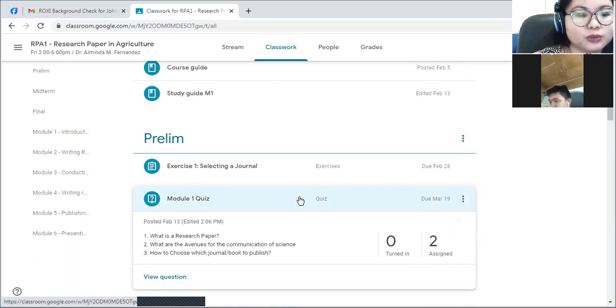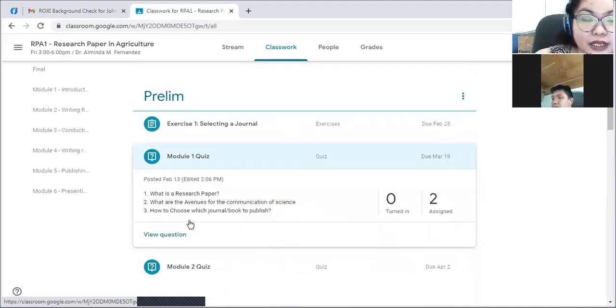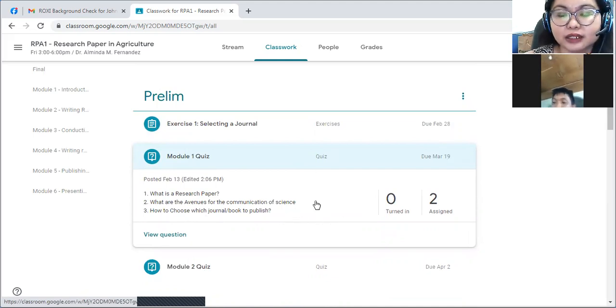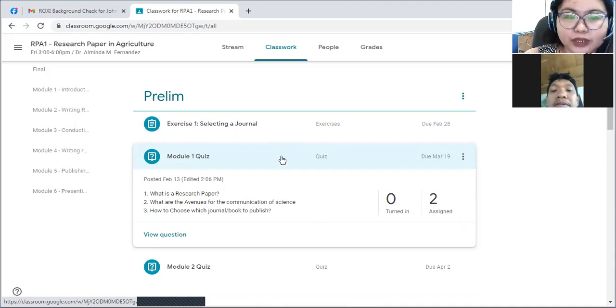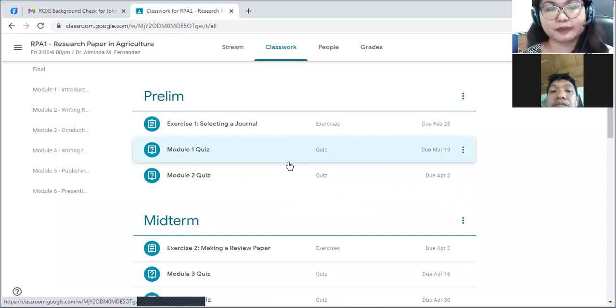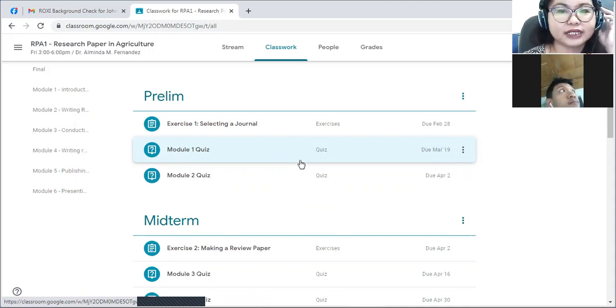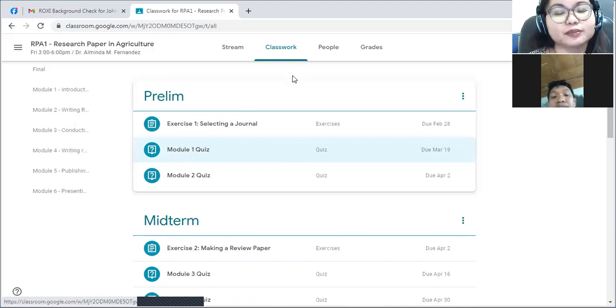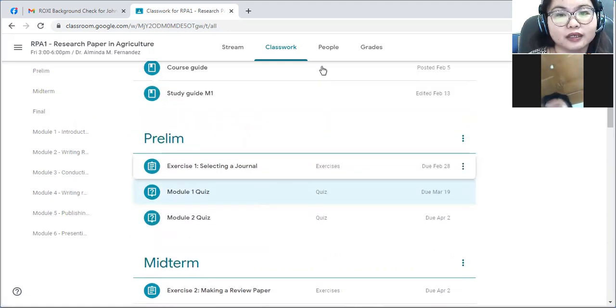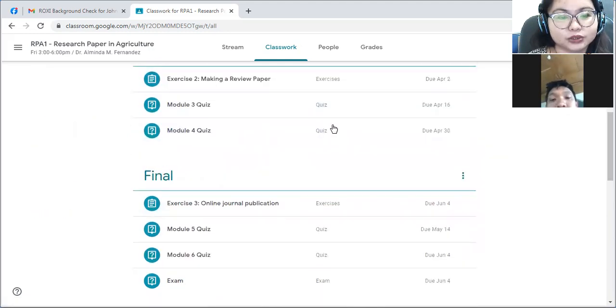So for module 1, what is a research paper? When you answer this, just turn it in. If you don't know, you can take a picture, write it on paper or type it, then take a picture and send it in the chat or attach it directly in your Google Classroom.